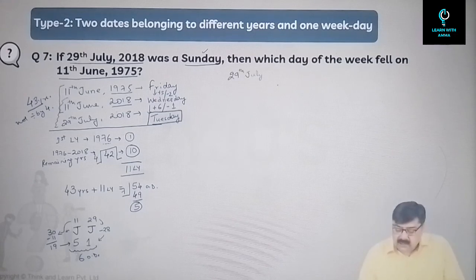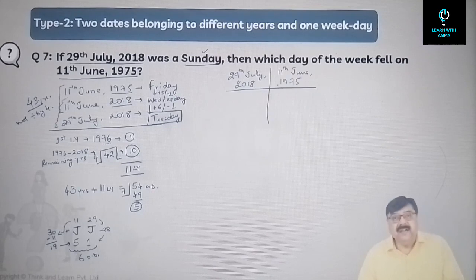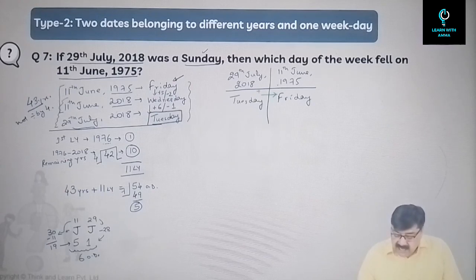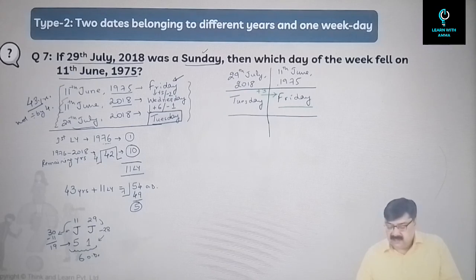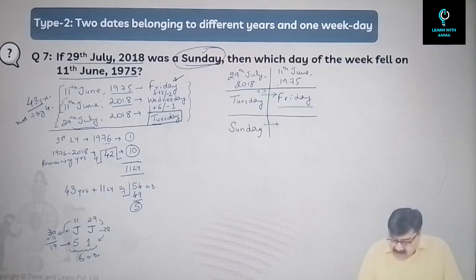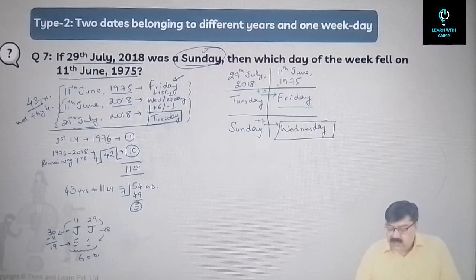Now see, 29th July 2018, 11th June 1975. As per this assumption, when your answer for 29th July 2018 came out to be Tuesday, in that case 11th June 1975 was Friday, correct? Now what is the relation here? Tuesday, how many days is Friday ahead of Tuesday? Wednesday, Thursday, Friday. That is, whatever is the day of the week on 29th July 2018, if you add 3 to it, then you get the day of the week that falls on 11th June 1975. So when 29th July 2018 is a Tuesday, then 11th June 1975 is 3 days ahead, that is Friday. And if this is a Sunday, as is asked in the question, then you go 3 days ahead of that. Monday, Tuesday, Wednesday. This should be a Wednesday. So hence, 11th June 1975 works out to be a Wednesday, given that 29th July 2018 is a Sunday.